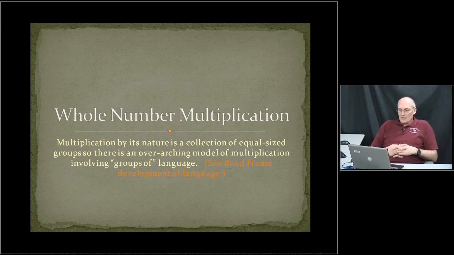We're going to have four different models, but there's really an overarching model of multiplication that involves groups of. That we understand that we're making groups of all the same size, and those groups are making up this whole in some sense. And so all the way through here we're going to be using groups of language, but we're going to look at different kinds of models inside that. So there's this really big model that's a groups of kind of thing. We will look at, in class, we'll get a bead frame out to show how you can develop that groups of language initially, but keep in mind groups of all the way through here.